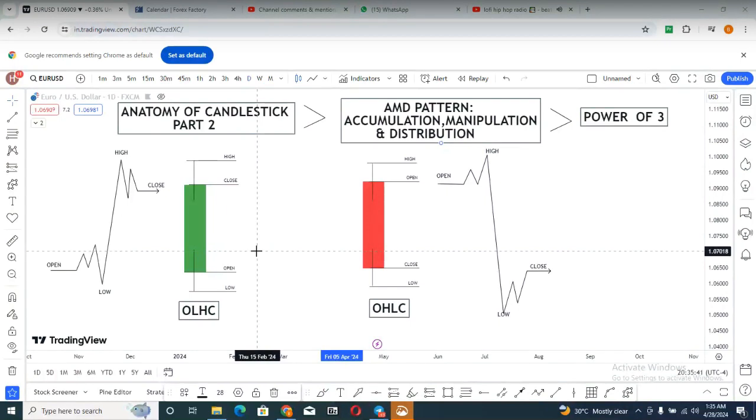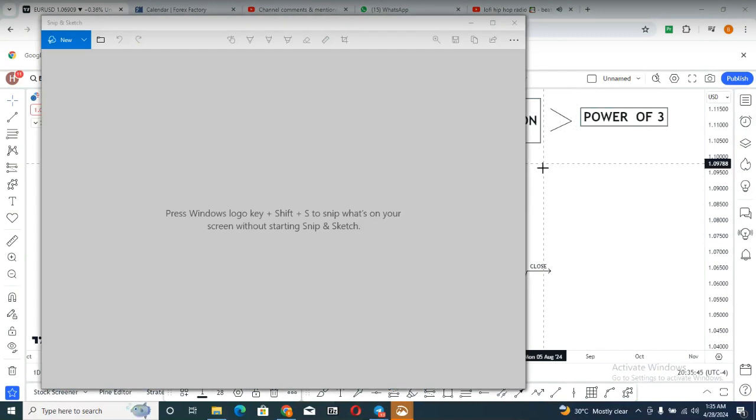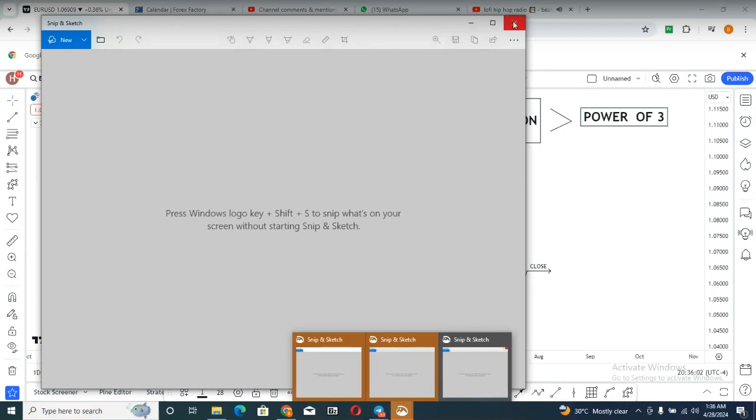The only factors that you need to factor in, because you cannot use this just on its own. You need to put other things in factor to trade this market. I hope you understand. You need other things to trade this market.